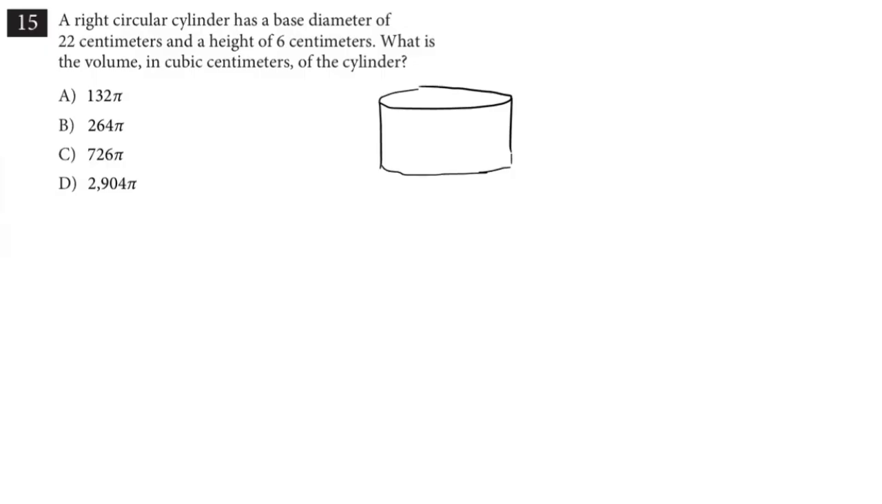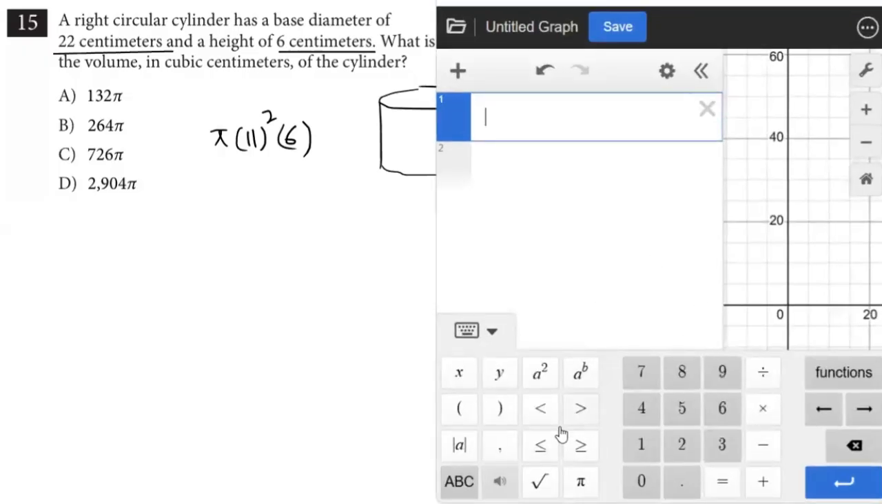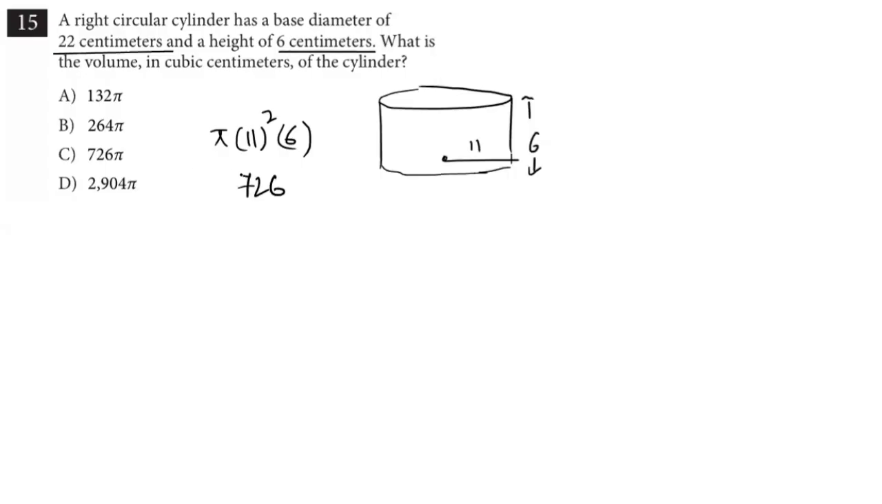So volume, we need to find. The radius is going to be 11 since the diameter is 22 centimeters, and the height is 6. Check the formula for the volume of the cylinder. It's pi r squared h. I do not need to put in the value of pi since pi is given as a coefficient in each of the options. Let's go to the calculator: 11 squared times 6, which is 726 pi. So you can see that C is the correct answer.